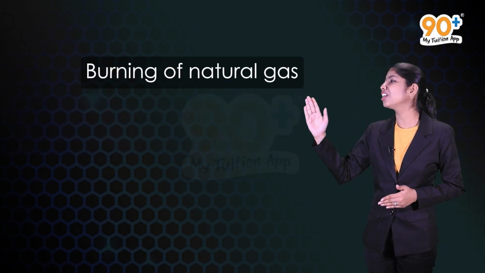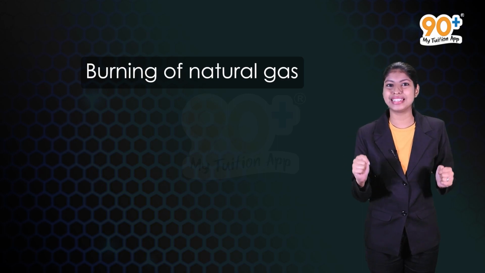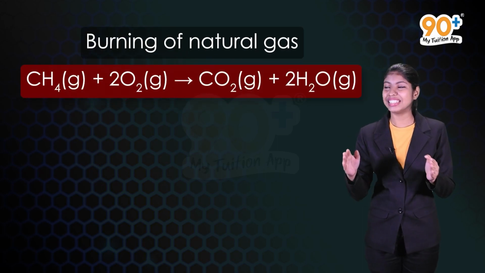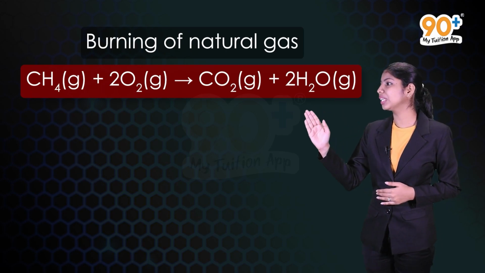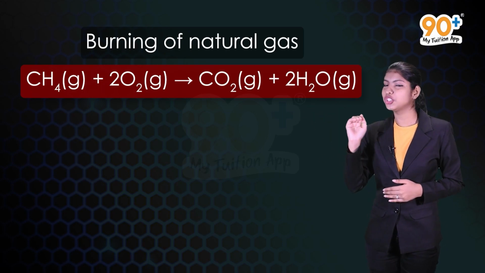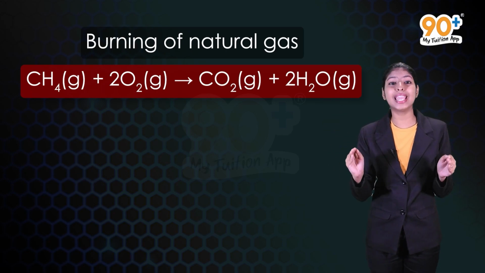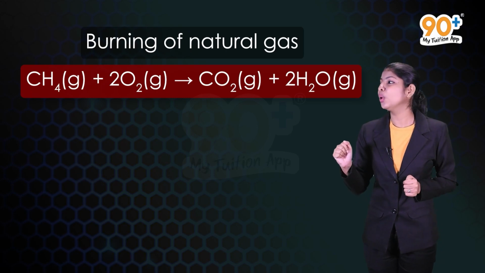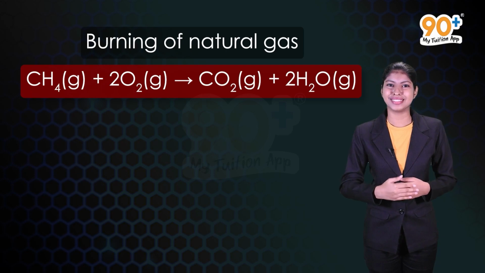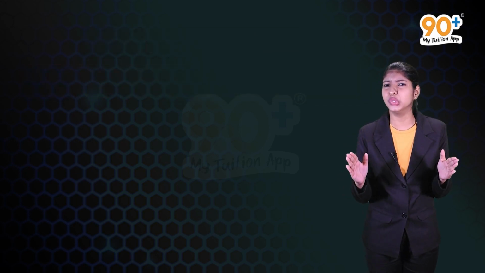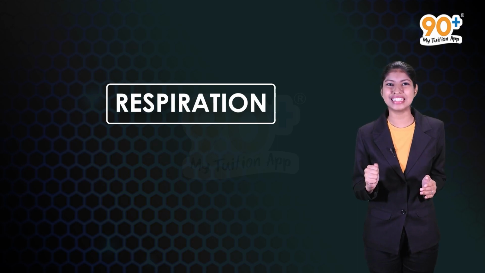Yes, burning of natural gas is an example for exothermic chemical reaction. And here you can see the chemical reaction. That is, CH4 plus 2O2 gives CO2 plus 2H2O. Here we can see that natural gas, that is methane, on reaction with oxygen, we will get CO2 and 2 molecules of water. Friends, do you know respiration is also an exothermic process?